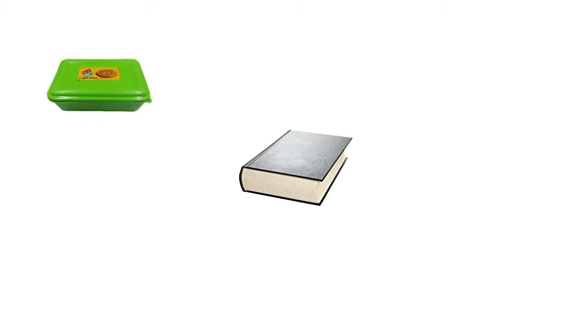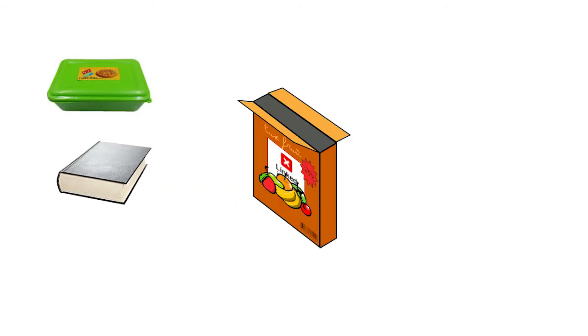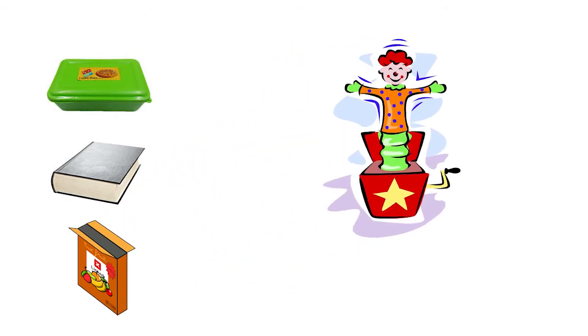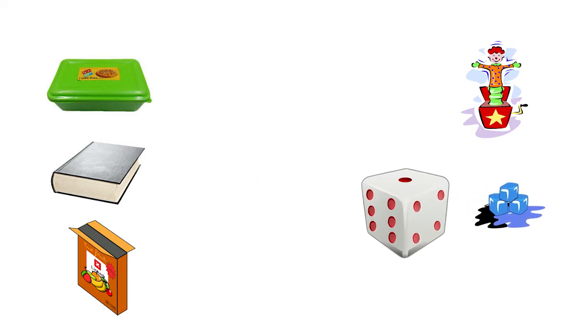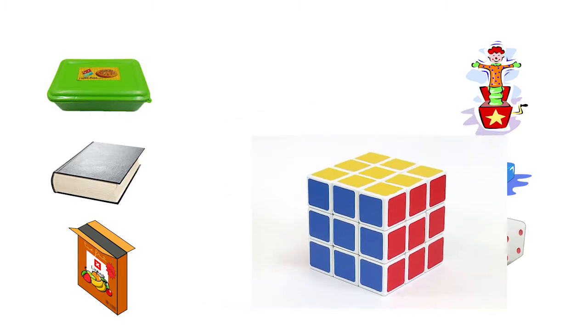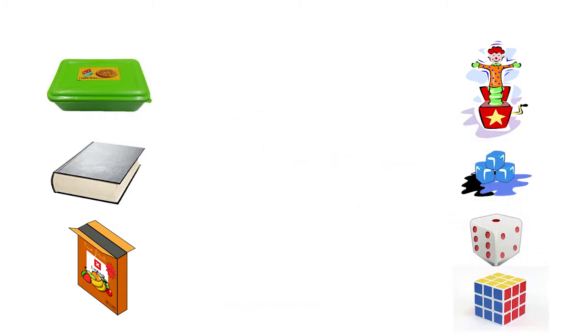Let us see a few examples of cubes and cuboids. Can you identify which of these are cubes and which are cuboids? Tiffin box, book, cereal box, Jack in the Box, ice cubes, dice, Rubik's cube. So the items kept on this side are of the cube shape, and items kept on this side have the cuboid shape.